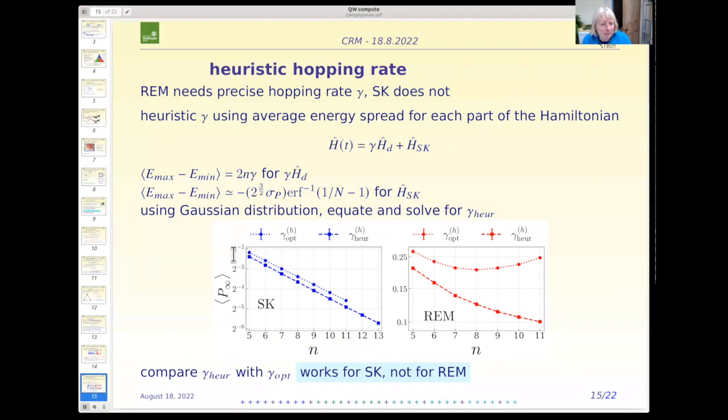So if we use the optimal gamma and we look at the average long time success probability, the optimal one is here, and the heuristic one is a little lower, and it's scaling a little bit worse, but only by about 1 or 2%. So this is what it looks like for the random energy model. If you've got the optimal gamma, you've got this odd behavior as it dips and rises again. But if you have the heuristic gamma, it's falling.